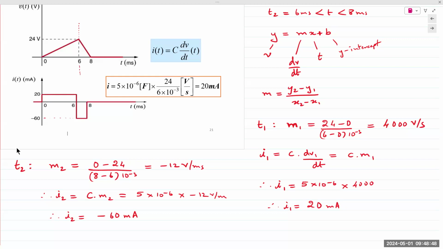Any questions? Yes. Negative 60 milliamps. No, it's not the rate of change of current. It's just a value of the current between time 6 and 8.